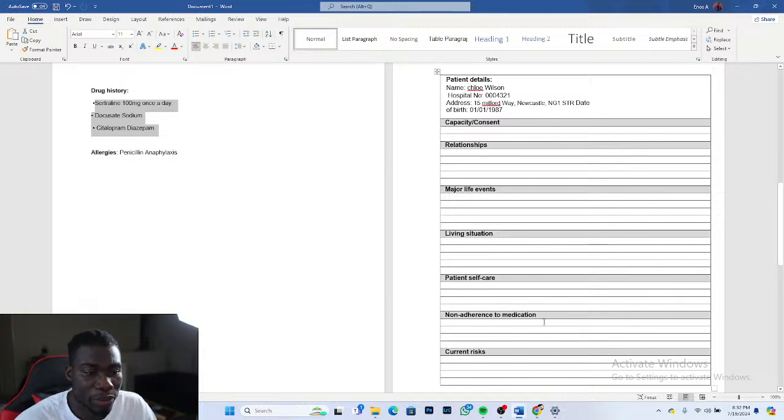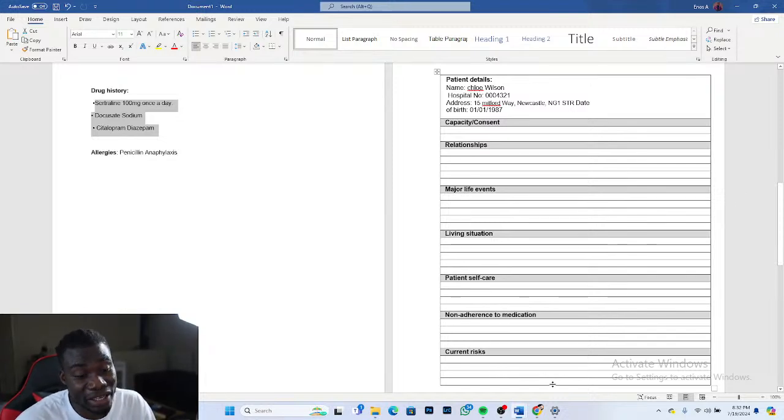And then if the patient is not also taking care of themselves in terms of self-care, then you can also talk about self-care deficit here. So these are the risks that you should be able to identify. Once you're talking to the patient and the patient is giving you the answers, clearly there will be some risk factors that you should be able to identify here. So by the time you get to this point, you have put down all the risks that you've been able to discover.